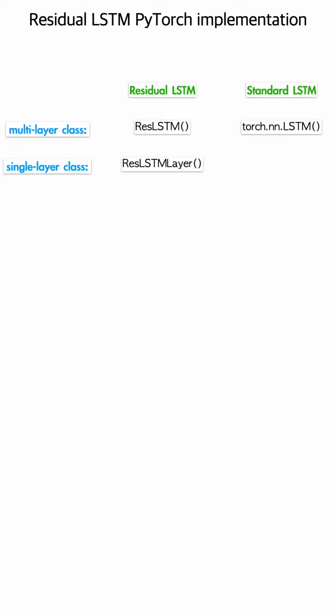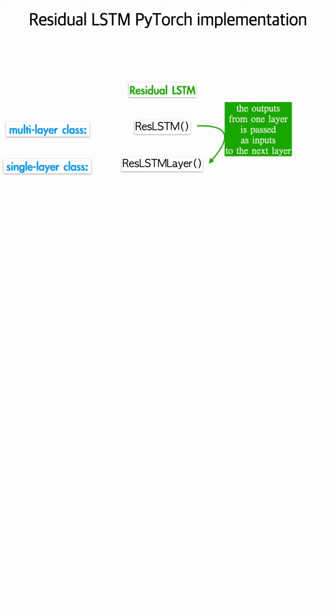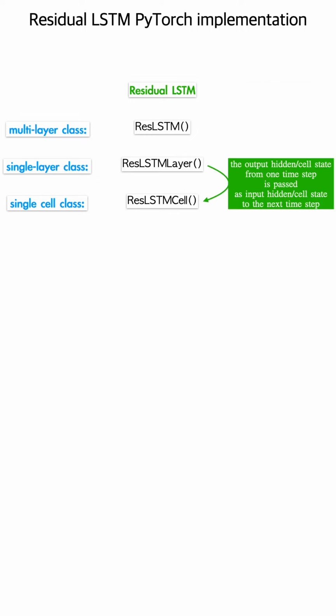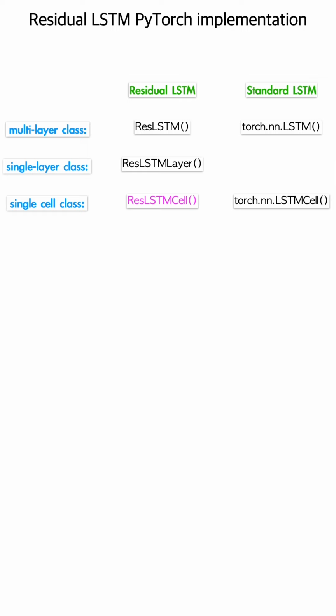The next class we implement is for building a single residual LSTM layer. The forward method of the multi-layer class would call the single layer class and pass the outputs from one layer as inputs to the next layer. Finally, we implement the single cell class. The forward method in the single layer class would call the single cell class and take the output hidden and cell states from one time step as inputs to the next time step. The only significant code change to the standard LSTM is in the single cell class.